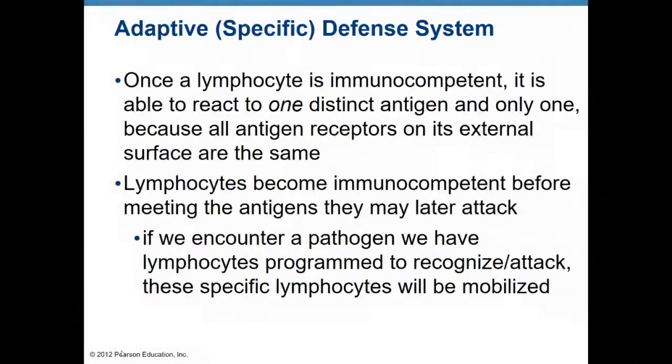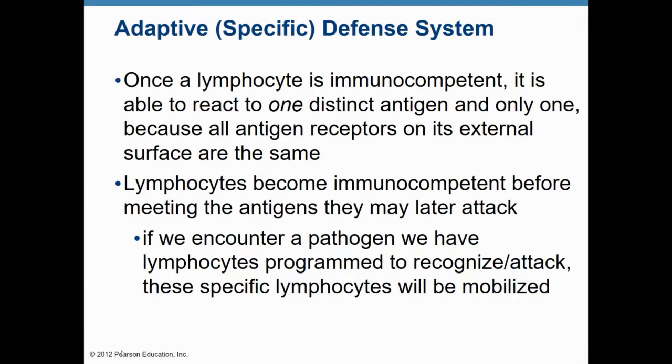Now, once a lymphocyte is immunocompetent, it's spent time either in the thymus or in the bone marrow. Each individual lymphocyte can only respond to one antigen. And that's because every single receptor on its surface is identical. So one receptor, one antigen. And since every single receptor on its surface is identical, that means it can only respond to one antigen. Now, lymphocytes become immunocompetent before they actually meet the antigens that they later attack.